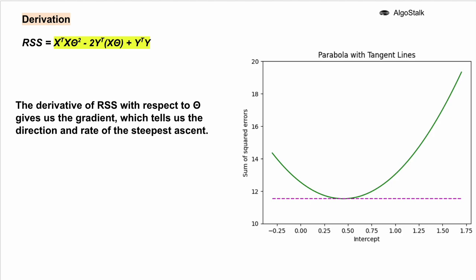Let's put everything together and find out how we get to the optimal solution for our line. First, we look at our final RSS equation in the top left corner. To find the best fit line, we need to minimize the RSS. The key to this is finding where the gradient, or the slope of the tangent, is 0. This is the point where RSS stops decreasing and starts increasing, meaning we have found the minimum value.